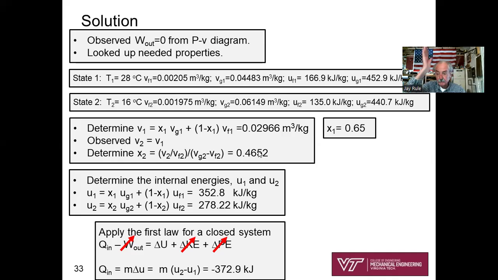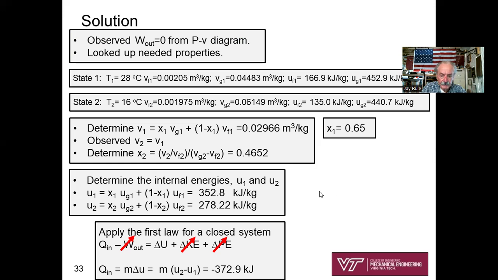So the specific volume stayed constant, but the quality changed. The percent of vapor in the mixture changed. Okay, so we started out with a quality of 0.65. We're ending up with a lower quality, 0.4652. Okay, interesting. You say, okay, well, anyway, that's one of the answers, isn't it? The final quality is 0.4652.